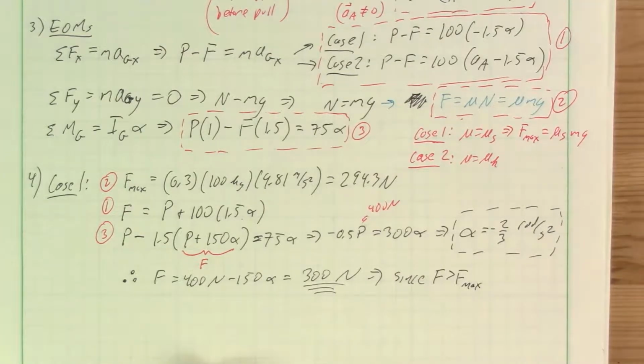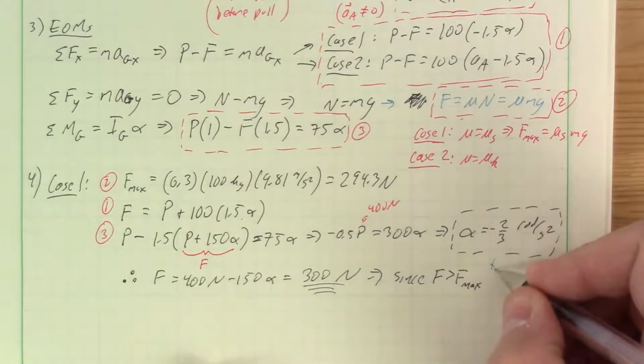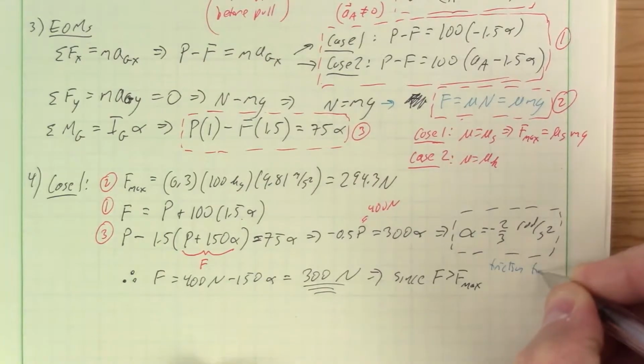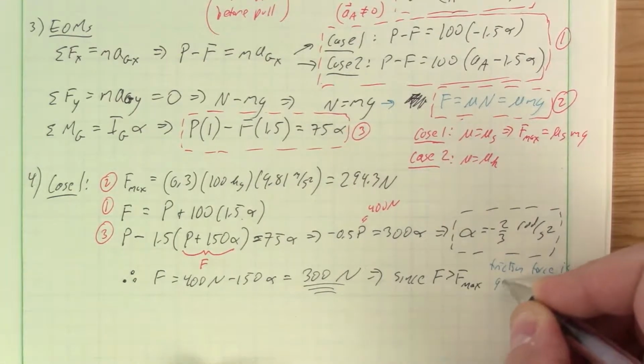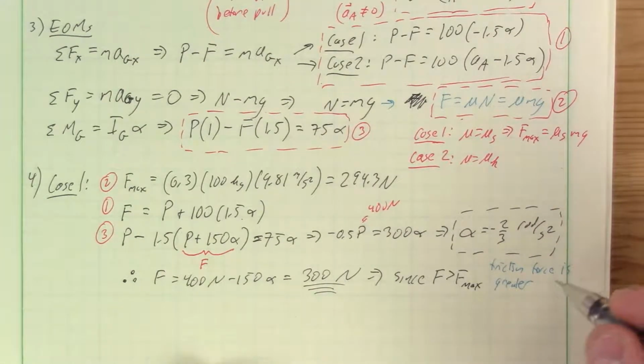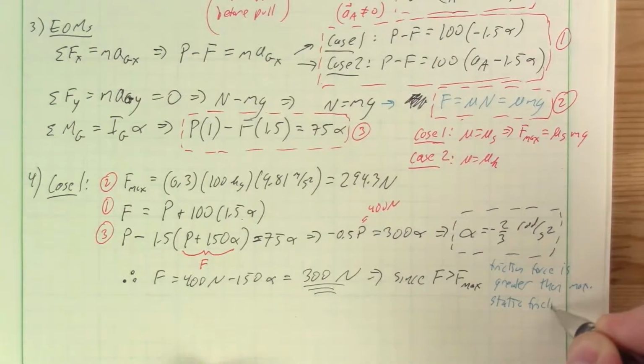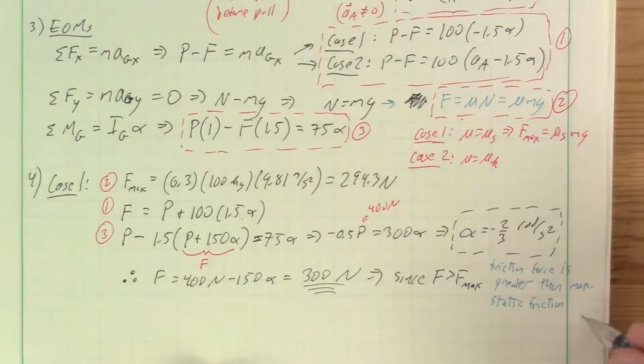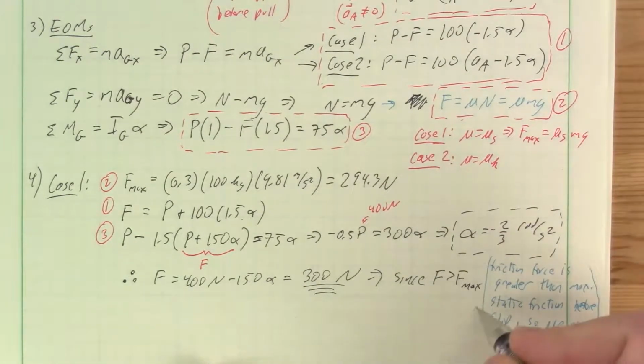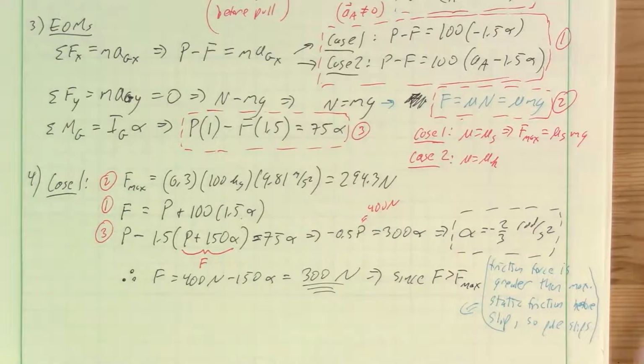So let's write this out. What this says is that friction force is greater than max static friction before slip occurs. So the pole slips, and we have case 2. So we are in case 2, and we need to analyze that, right?